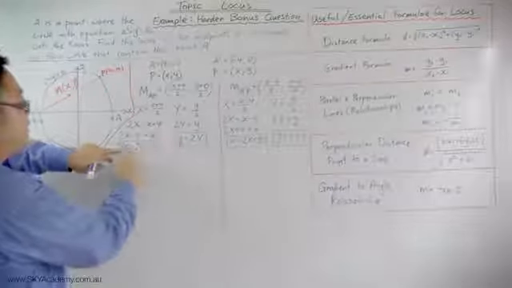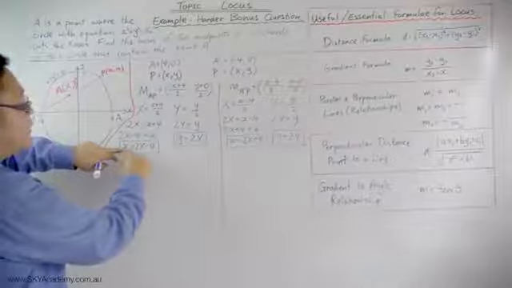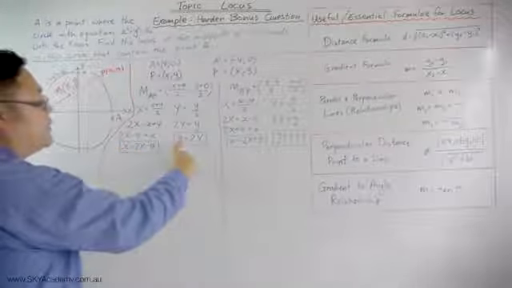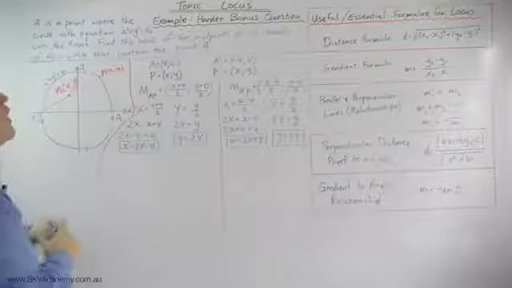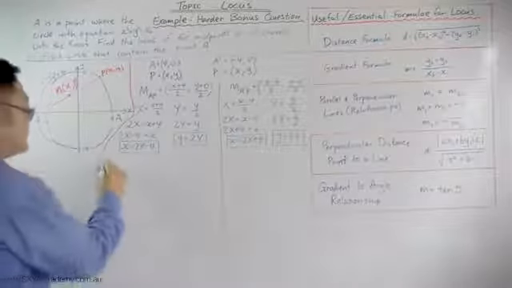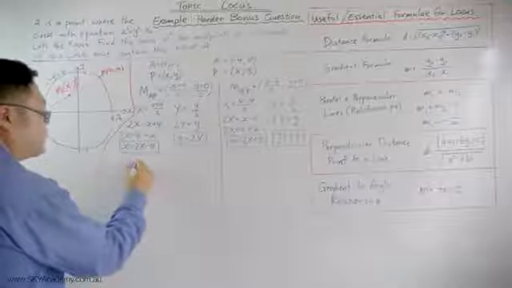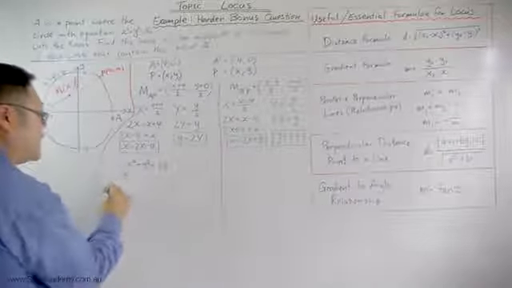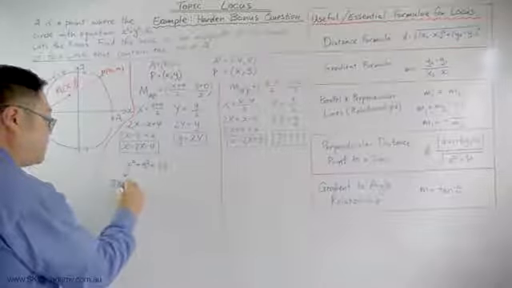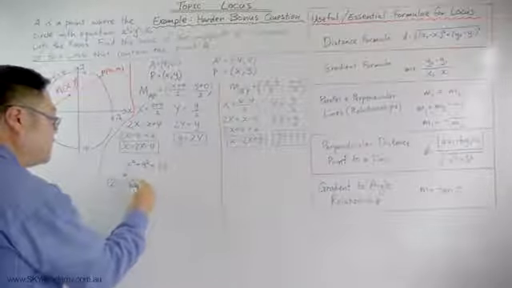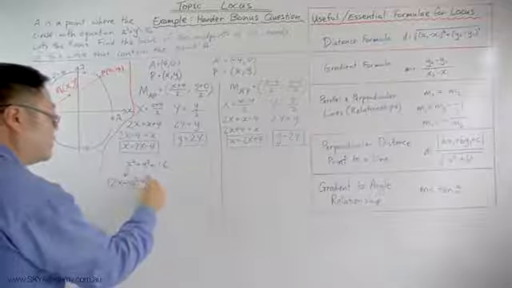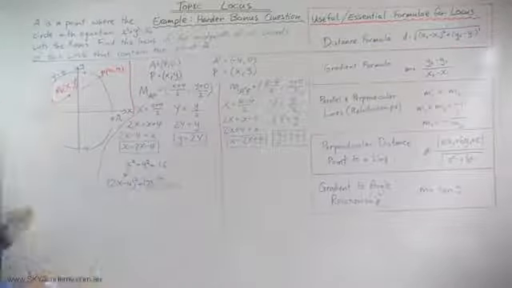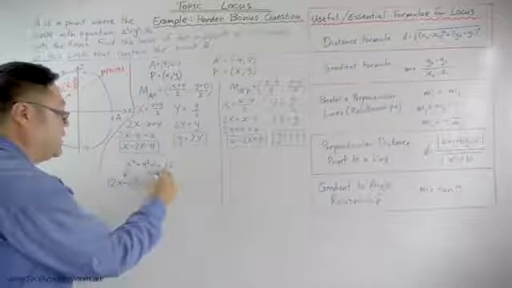We're going to substitute little x with 2 capital X minus 4, and little y with 2 capital Y. So x squared plus y squared equals 16 becomes (2X minus 4) squared plus (2Y) squared equals 16. Do you see what we've done?